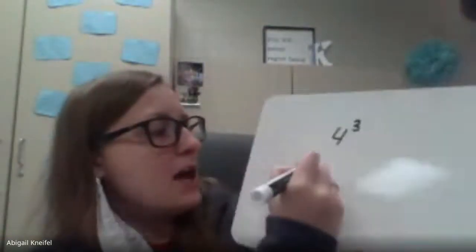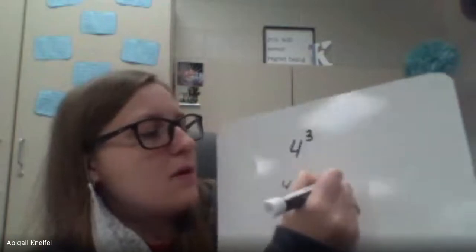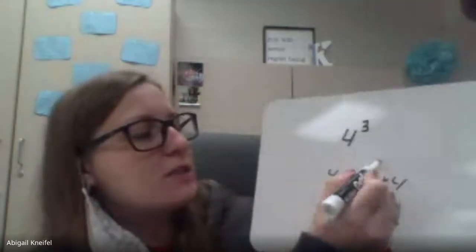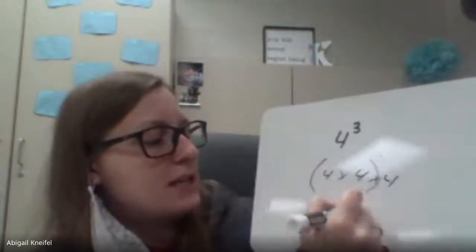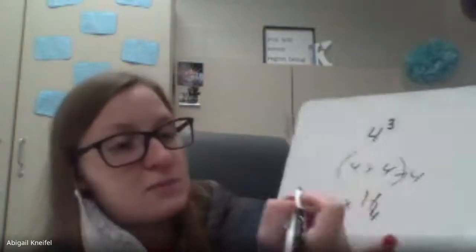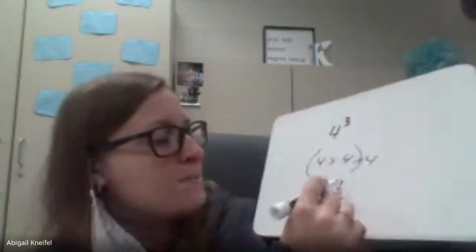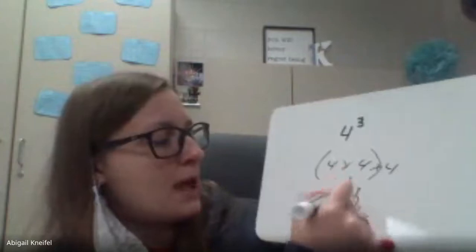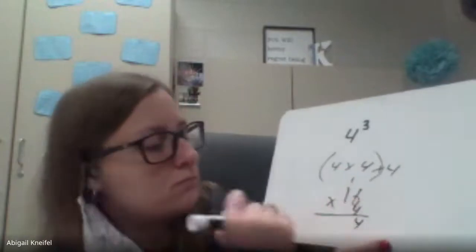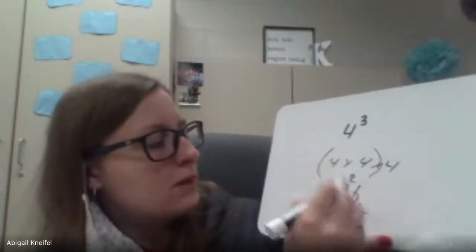All right, so to write out the problem, Mrs. Kneifel does 4 times 4 times 4. I'm going to do the first 4 times 4, which is 16. And then I have 16 times 4, which Mrs. Kneifel just doesn't know off the top of her head. So I'm going to actually work it out. And I got 64.